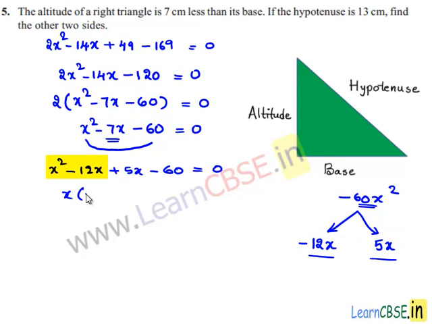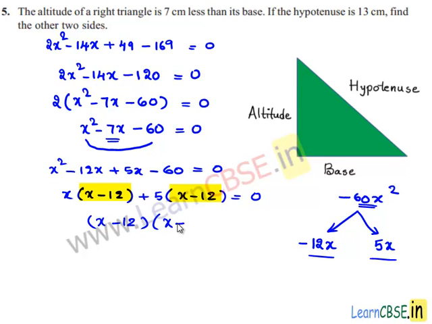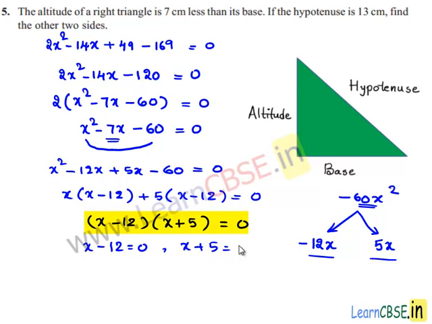x can be taken common, remaining will be x − 12, and 5 can be taken common and remaining will be x − 12, equal to 0. Now x − 12 can be taken common, the remaining terms are x + 5. This is equal to 0. So x − 12 = 0 or x + 5 = 0. So x can be 12 or x can be −5.